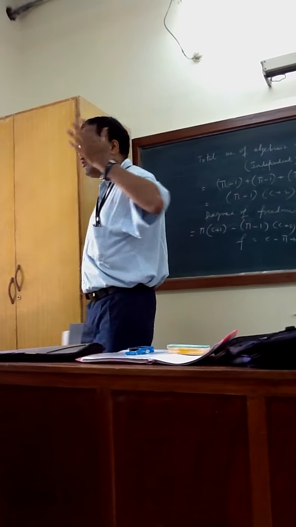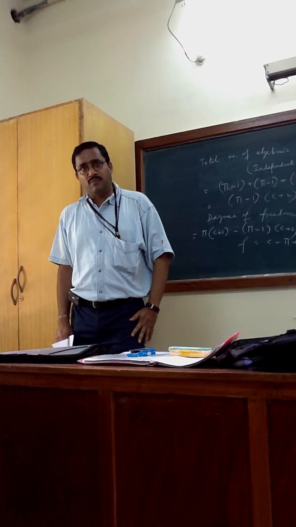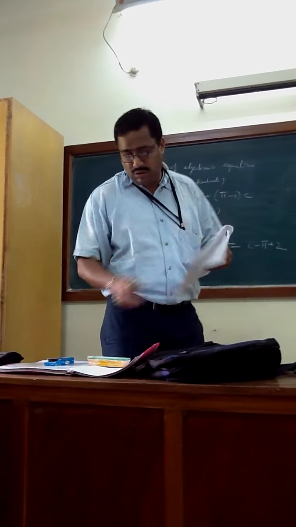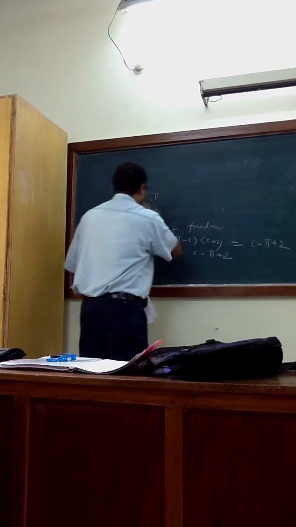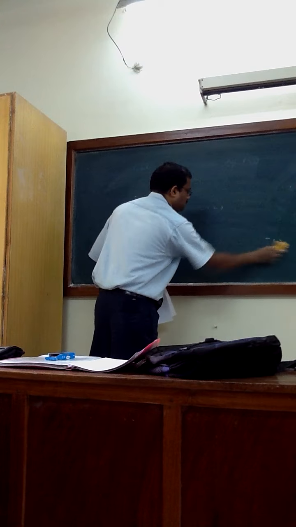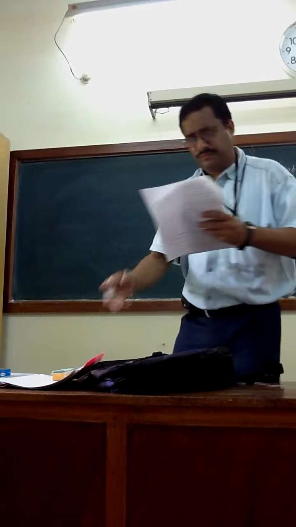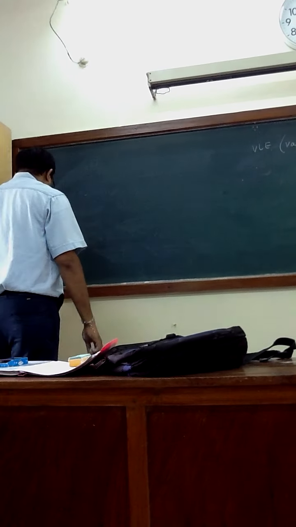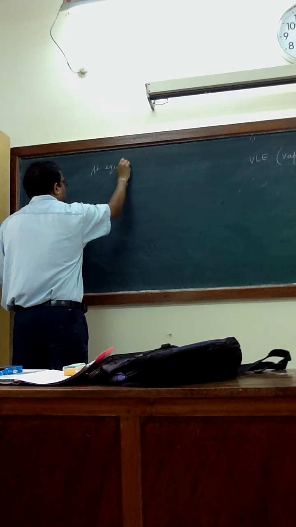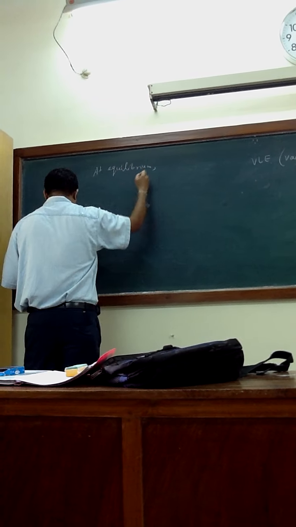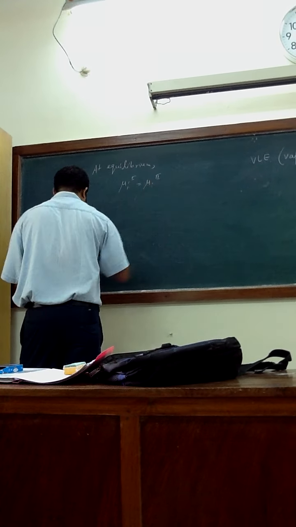Our objective is: if μ_i1 equals μ_i2, what can we say about the fugacities for the ith component in phases 1 and 2? That's our objective. Let's look more at that. So at equilibrium, μ_i1 equals μ_i2.